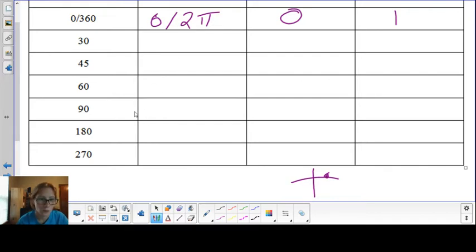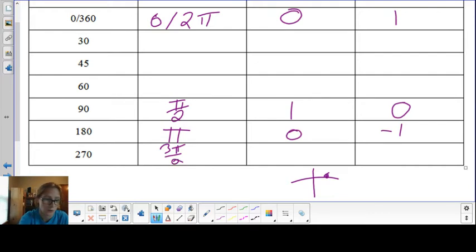Let's do the basic 4. So next would be 90. So this is 1, 0. 90, if you split it into 4, 4 divided by 2 is a half. So this is pi over 2. 180 is pi. And we are 0, negative 1. And 270 is 3 pi over 2. That's a lovely 2. And that is negative 1, 0.